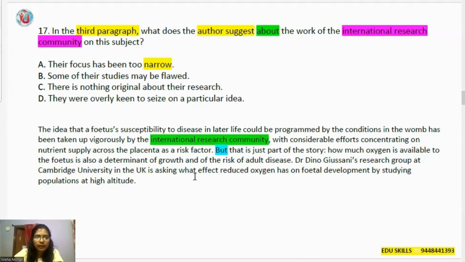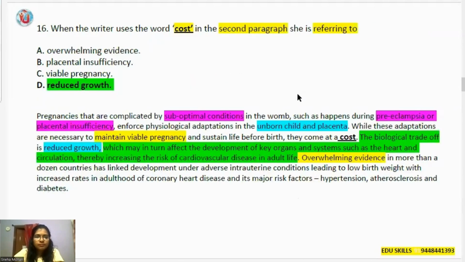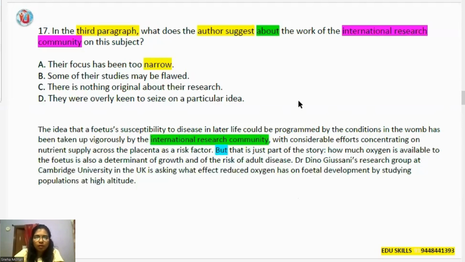Bharat, can you read the text? The idea that a fetus's susceptibility to disease in later life could be programmed by the conditions in the womb has been taken up vigorously by the international research community, with considerable efforts concentrating on nutrient supply across the placenta as a risk factor. But that is just part of the story. How much oxygen is available to the fetus is also a determinant of growth and of the risk of adult disease. Dr. Dino Giussani's research group at Cambridge University in the UK is asking what effect reduced oxygen has on fetal development by studying populations at high altitude.